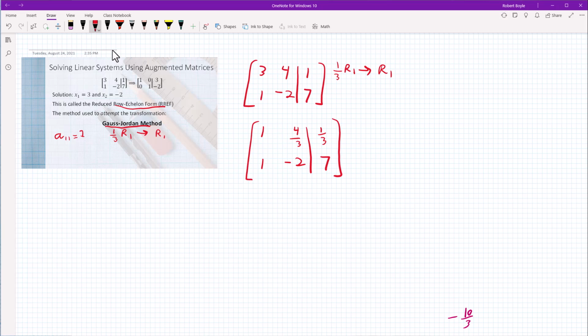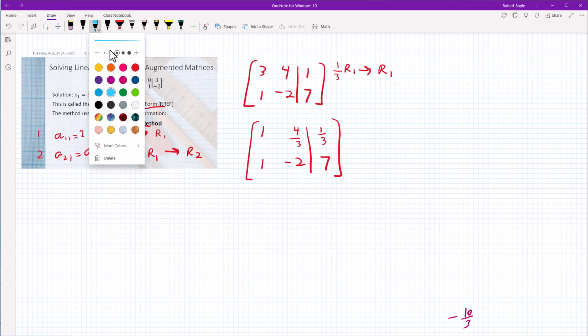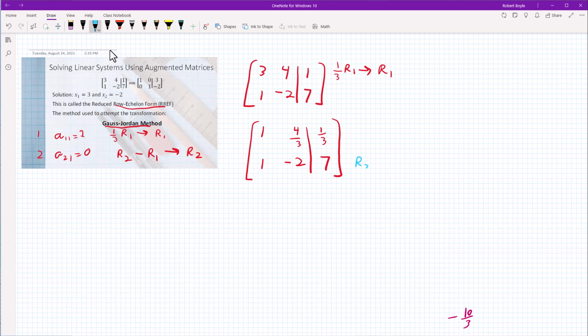Now, in the Gauss-Jordan method, we work column by column on the coefficients. So now that we have this equal to 1, we want this to be equal to 0. So we want A21 to be equal to 0. We can do that by taking row 2, subtracting from it row 1, and replacing that back into row 2. And that is exactly what we're going to do here. Row 2, subtract row 1 from it, and put that back into row 2.